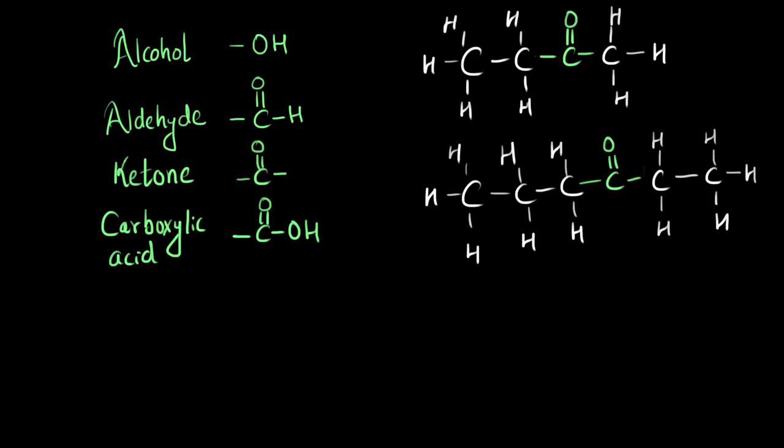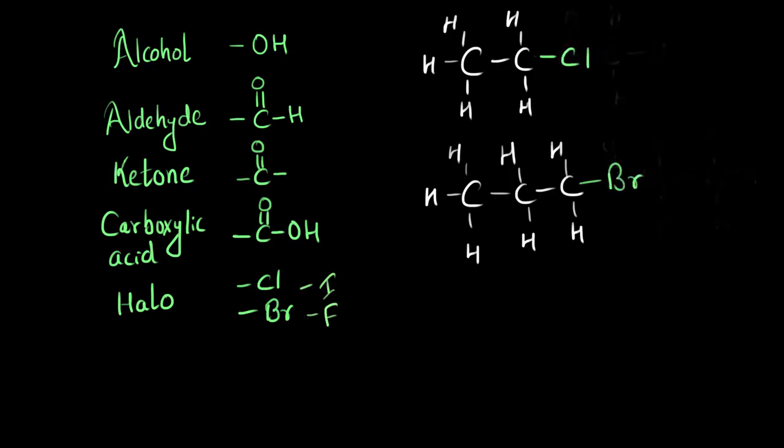Now let's move on. Next, I want to talk about the halo group, the halogen family group. Basically the atoms of chlorine, bromine, iodine, or fluorine. When they get attached to the hydrocarbons, they also impart special functions to them. They will appear something like this. See over here, this is a chloro group attached to the alkane family. This is a bromo group attached to the alkane family.